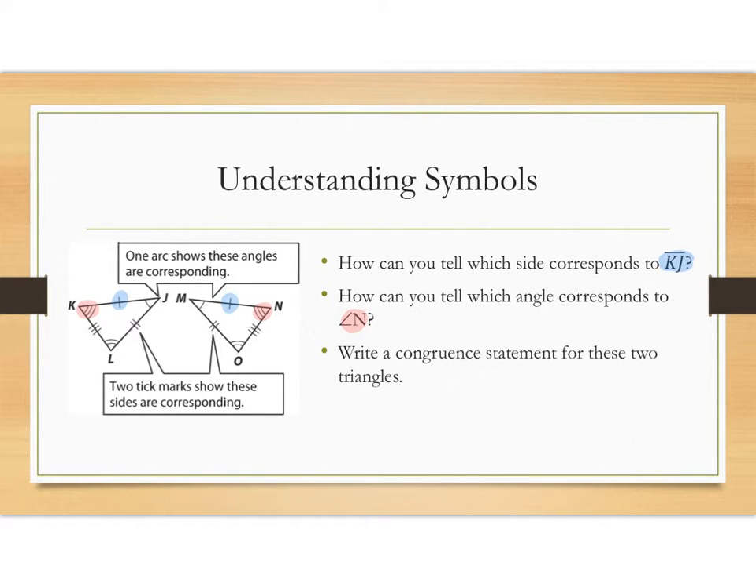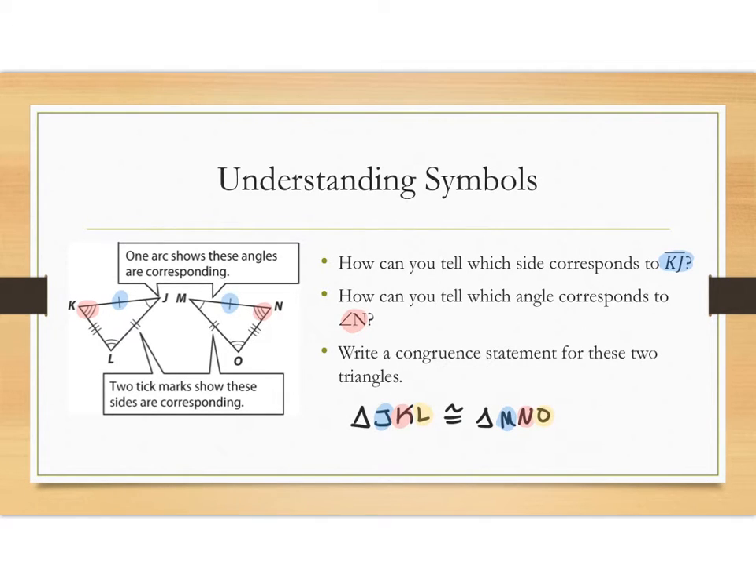To talk about the whole triangles and say they're congruent to each other, we would say that triangle JKL is congruent to triangle MNO. The order matters in this statement. Notice that angle J is congruent to angle M. Angle K is congruent to angle N, and angle L is congruent to angle O.